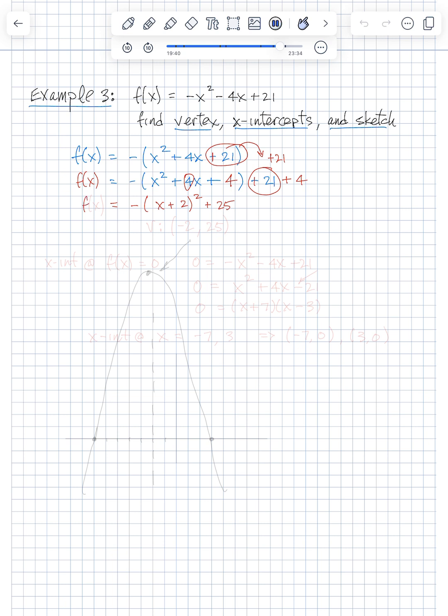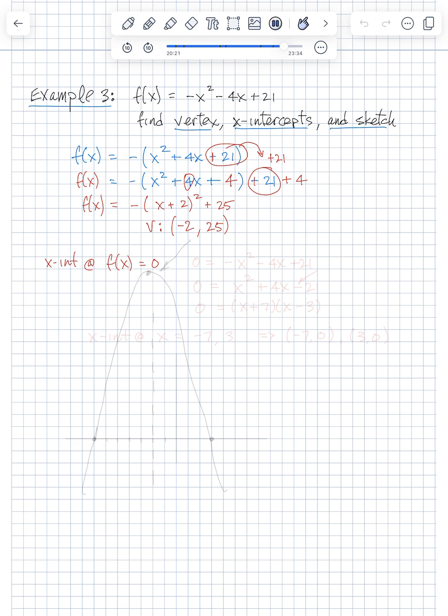So the vertex is going to be negative 2, 25. And so now we want to find the x-intercepts. Well, the x-intercepts are at f of x equals 0. And so we plug in 0 for our f of x.